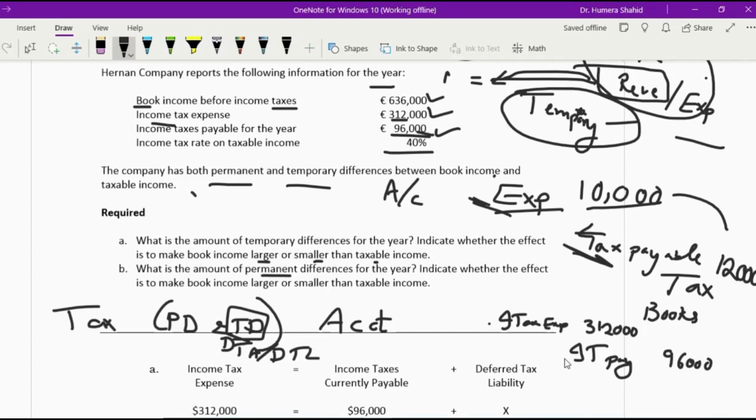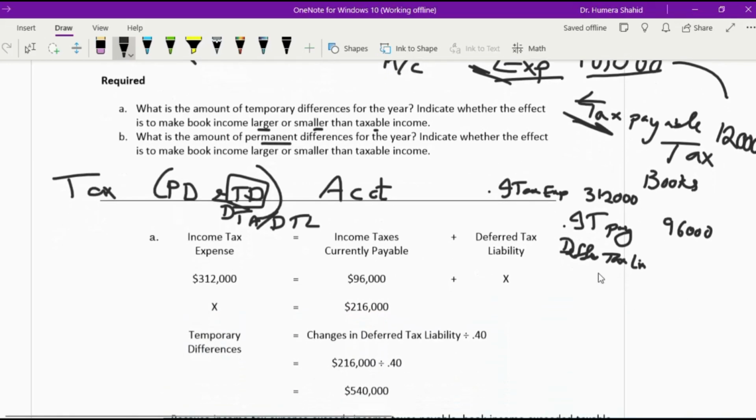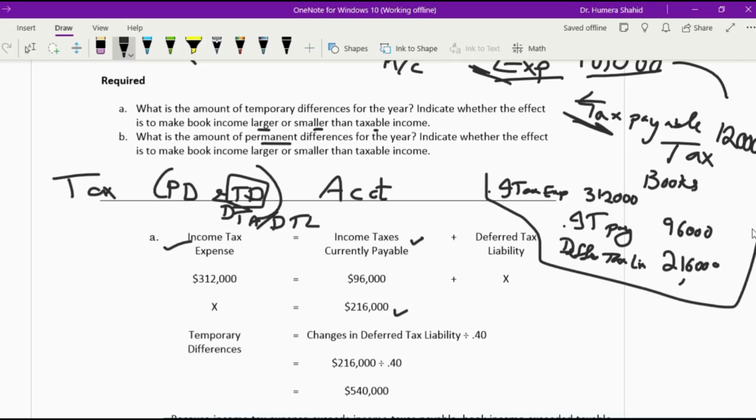My debit side of the transaction is not the same as the credit. There is a difference, and we all know that that is known as deferred tax liability, right? So the difference between these two amounts is 216,000. So I have calculated deferred tax liability. This is what I did: I compared the income tax expense with the income tax payable, and the difference is deferred tax liability, because the journal entry will be like that.